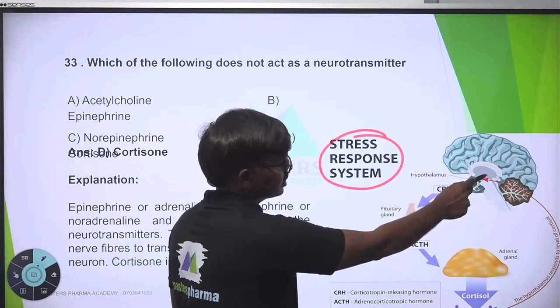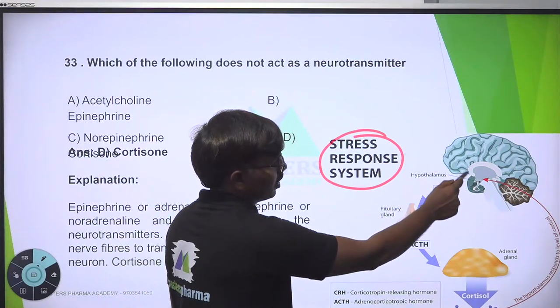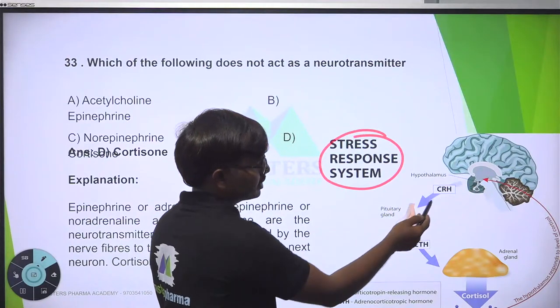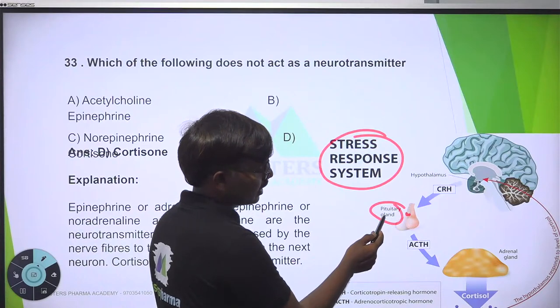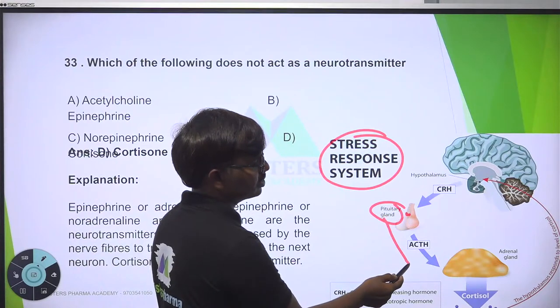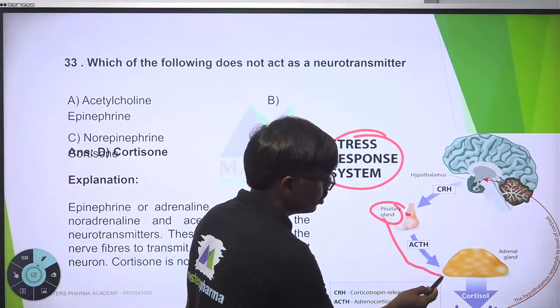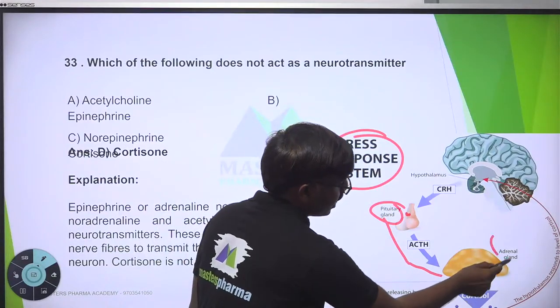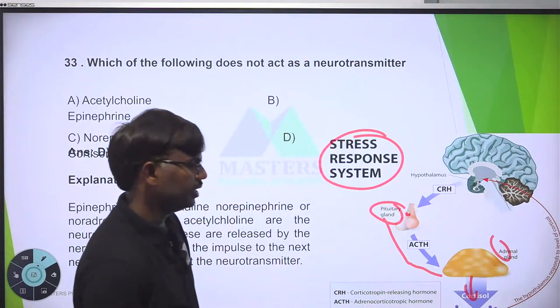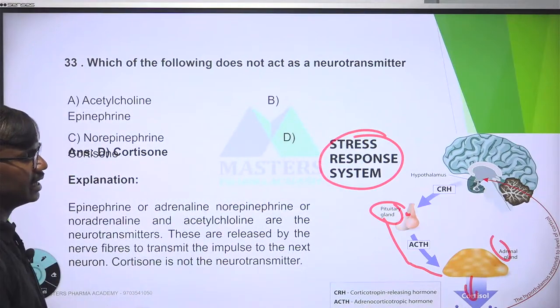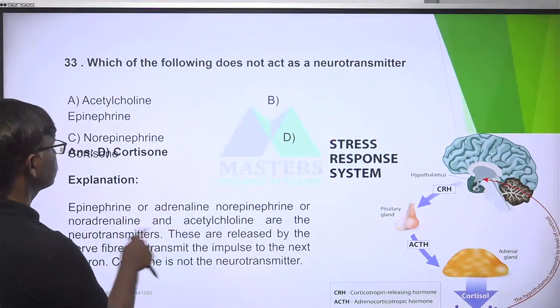Whenever stress is there, stress activates the hypothalamus, the hypothalamus activates the pituitary gland, and the pituitary gland releases corticotropin hormone. Then it activates the adrenal gland, and cortisol is released in the stress. Then it further activates the immune system.